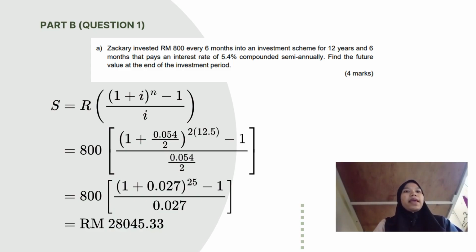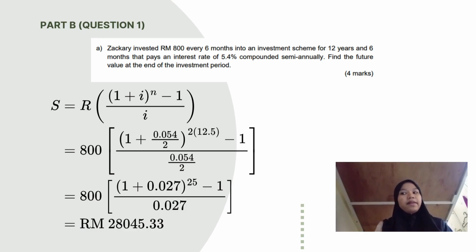So Zikri invested 800 ringgit. 800 ringgit is a payment made every 6 months into an investment scheme for 12 years and 6 months. 12 years and 6 months is the time, and it pays an interest rate of 5.4%.